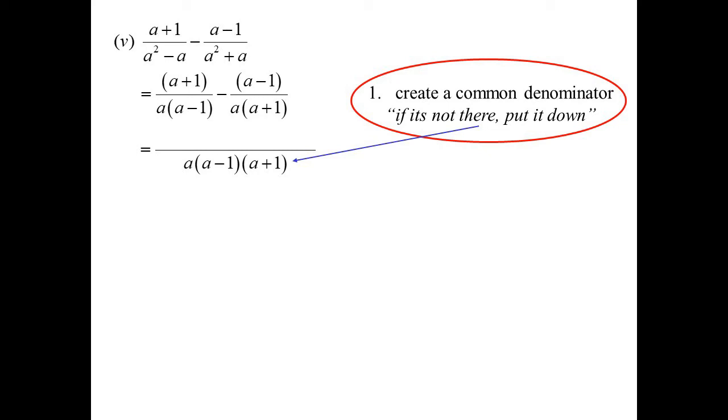So I read across, I go, a. Oh, it's not there. Put it down, because there's nothing there yet. a minus 1. It's not there, I'll put it down. a. It's already there, don't have to worry. a plus 1. It's not there, I'll put it down. That becomes my simplest common denominator. Yes, you could have had a squared. It just means there'll be some cancelling later on, but you get something simpler. So if it's not there, put it down.